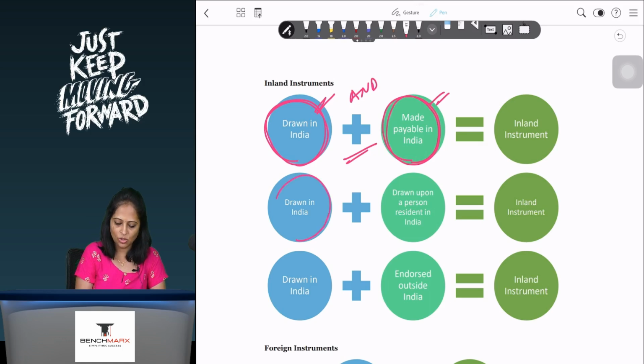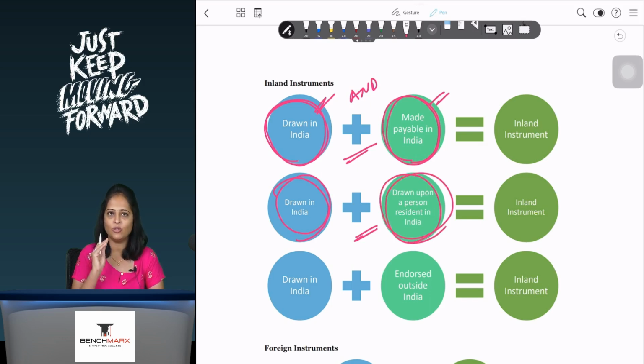Second, if it is drawn in India and it is drawn upon a person resident in India. So if I have drawn an instrument in Bombay upon a person resident in Tamil Nadu and it is made payable in London, but it is drawn upon a person resident in India, these two conditions are satisfied, then it will be called an inland instrument.